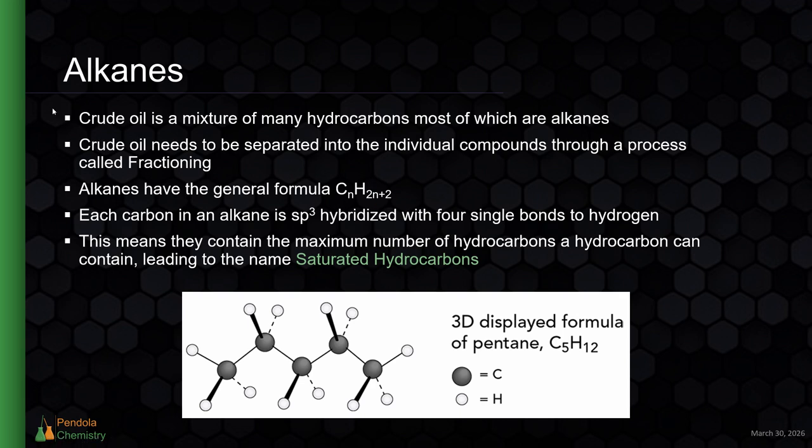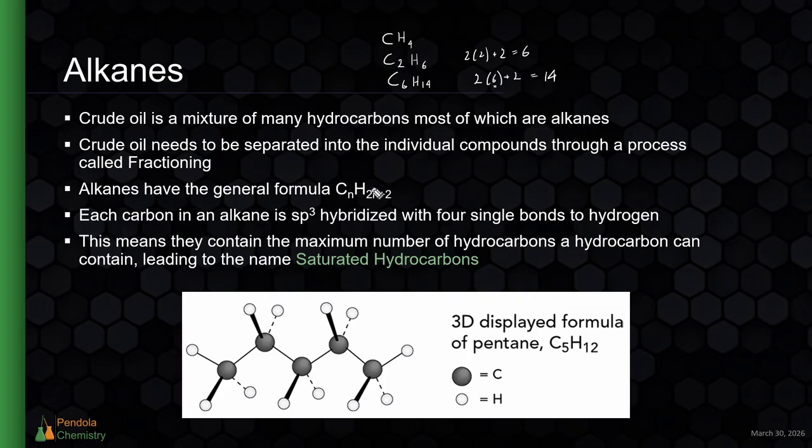They all have the same general formula of CnH2n+2. So if an alkane has 1 carbon, like methane, then it will have 4 hydrogens, because if n is 1, 2n, 2 times 1 is 2, plus 2 is 4. If you have 2 carbons in an alkane, then that alkane will have 6 hydrogens, because 2 times 2 plus 2 is 6. If an alkane has 6 carbons, then it will have 14 hydrogens, because 2 times 6, n being 6 here, plus 2 is 14.